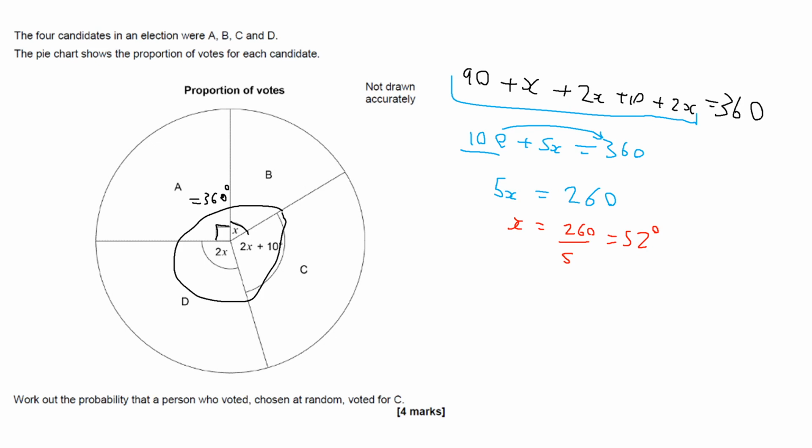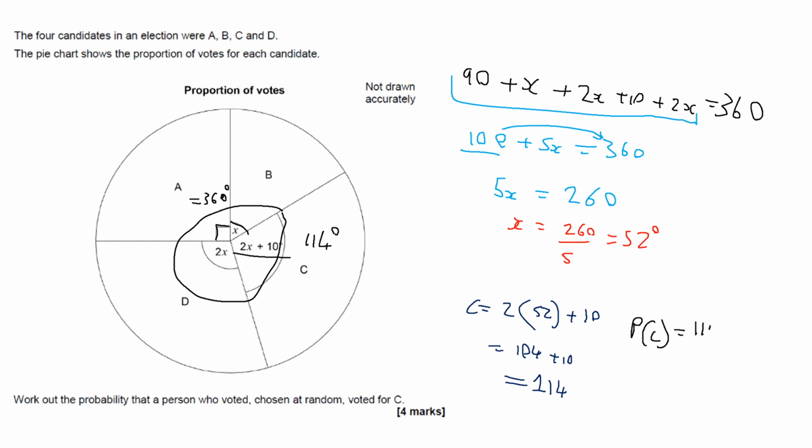Now, for C, we know that C has 2 times 52 plus 10, which is equal to 104 plus 10, which is equal to 114. So therefore, if 114 degrees represents C, the probability of C is going to be 114 divided by 360. And you can leave your answer like that because it's a probability.